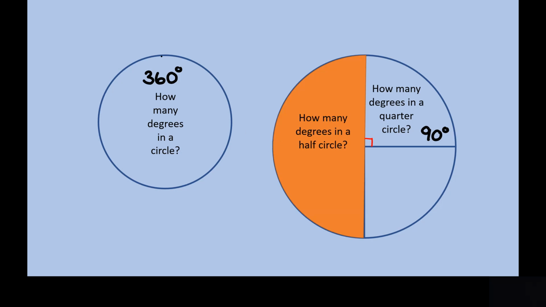Half a circle. Again, pause it if you want to think about it, but that's 2 lots of a quarter, so it's 180 degrees. Knowing these facts will make work within bearings a little bit easier. And if you know that you tend to trip up on these, maybe a bit of practice before you go on to work with bearings would be sensible.